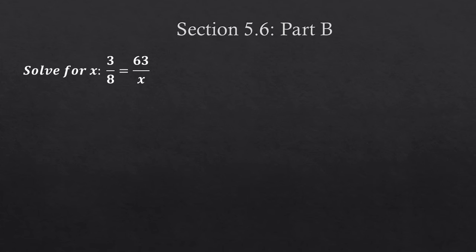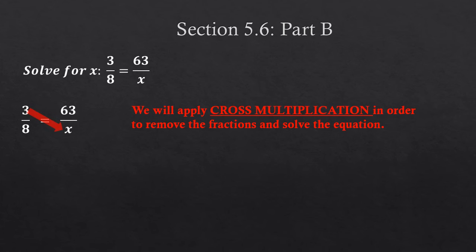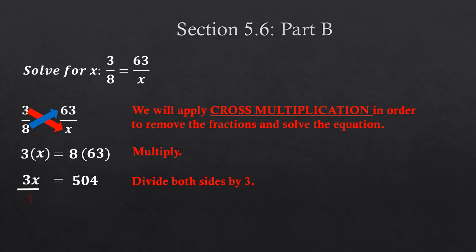First example, 3 over 8 equals 63 over x, and you're asked to solve for x here. So if we apply the cross product method, then I will be basically multiplying 3 times x and setting that equal to 8 times 63. Perform the multiplication. 3 times x is 3x, and 8 times 63 is 504. In order to solve for x, divide both sides by 3. x is equal to 168.